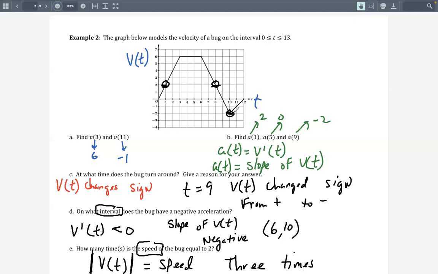All right, I'm going to cut this video off and make a separate one of the next example. The next example is using technology to solve straight line motion.